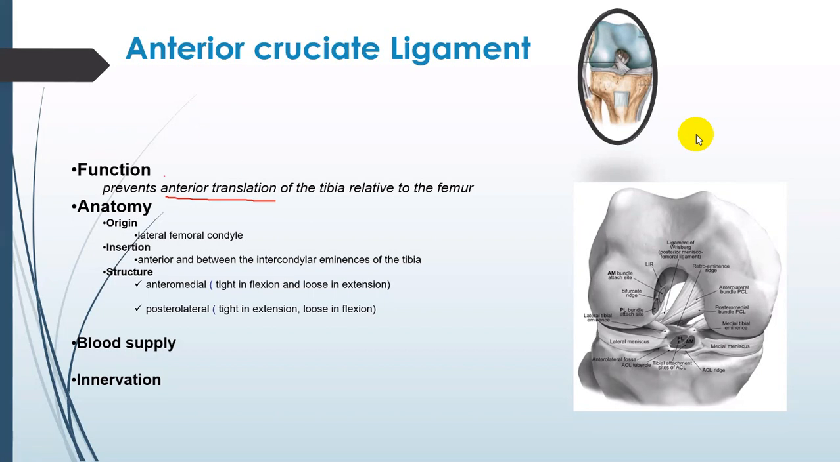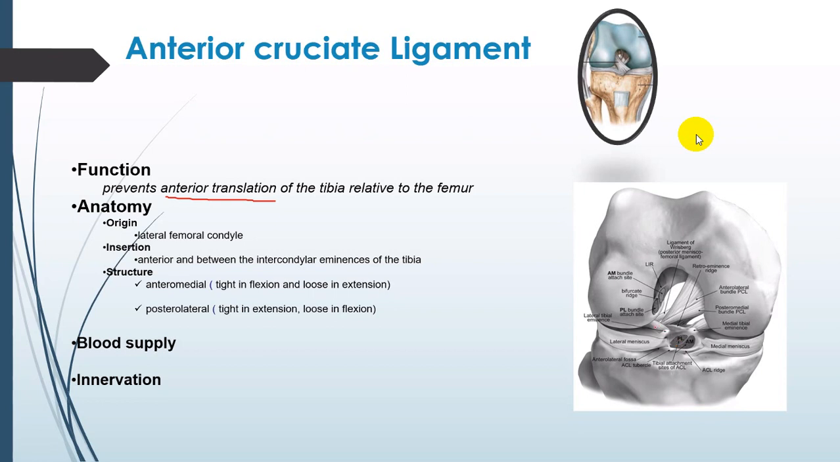Usually the anterior cruciate ligament is originating from the medial border of the lateral femoral condyle. The lateral femoral condyle, we have two borders. We have the medial border and we have the lateral border. So the ACL is originating from the medial border of the lateral femoral condyle, and it will insert just anterior to the tibial tuberosity between the two eminences, the medial and lateral tibial eminences of the tibia.